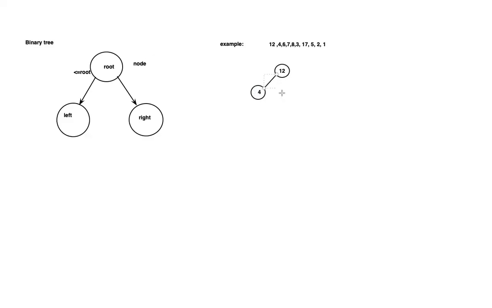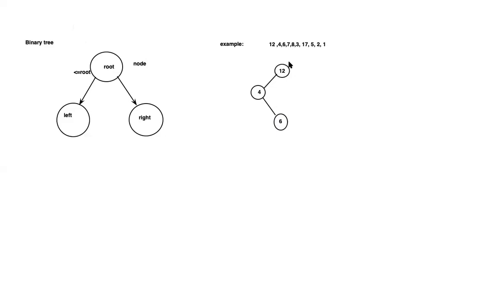Now, the next one is 6. 6 is again less than 12, so it will go to the left. Now 6 will be compared with 4. Is 6 greater than 4 or less than 4? Greater than 4. So it will come to the right-hand side of 4, and 6 goes over here. So every node will have its two children; if not, they should be pointing to null.